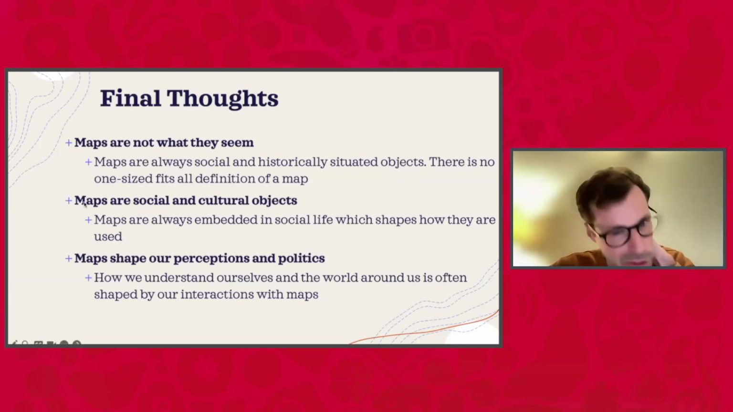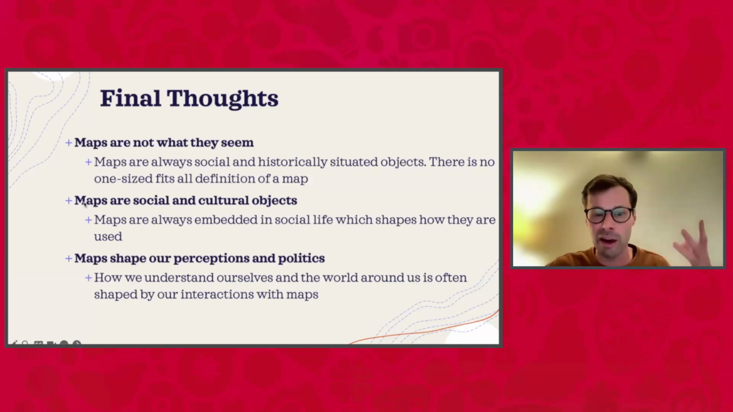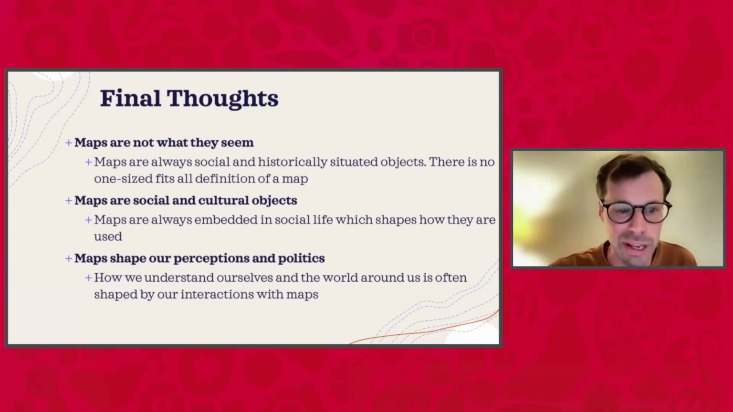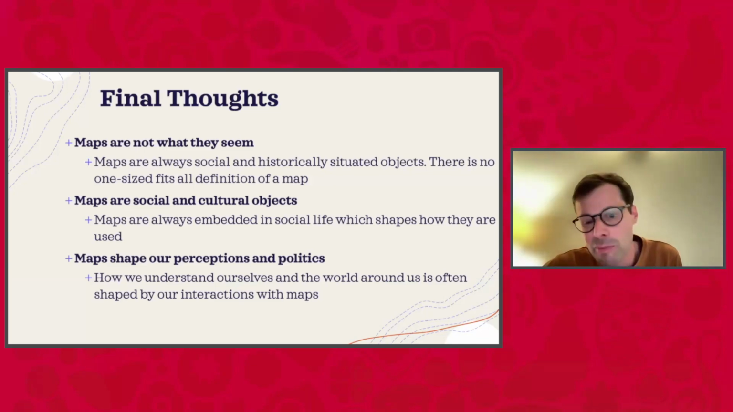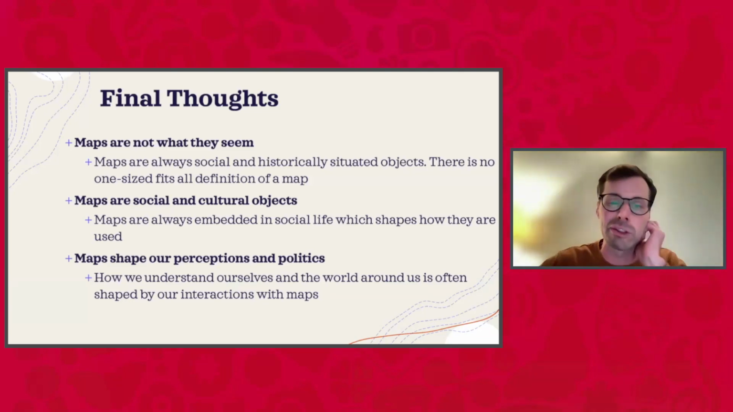Secondly, maps are social and cultural objects. So again, they are always embedded in social life, which shapes how they're used and also how they may be used in a different context. And finally, that maps shape our perceptions and our politics. So how we understand ourselves as well as the world around us is often shaped by our interactions with maps. I'm not saying that's the only consideration, of course, but it's certainly one part of the story which often isn't talked about in studies or works on maps.